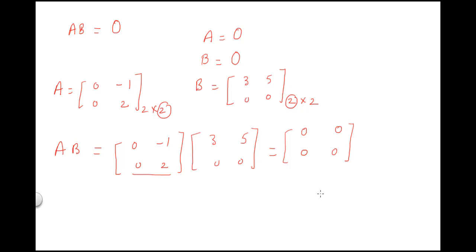Clear? Now matrix multiplication is not commutative. In some of the cases you can get AB equals BA, but not for all. Associative law, yes, matrix multiplication is associative. That means if we multiply matrices A and B first and the resultant matrix we multiply with C, or we find the product of B and C first and then multiply it with A, we are going to get the same answer. Clear?